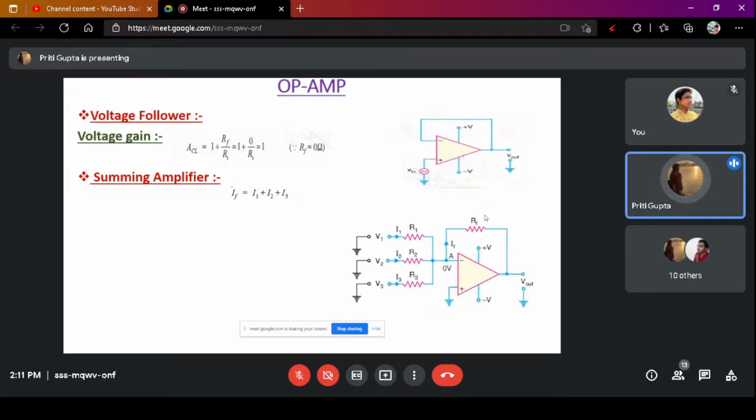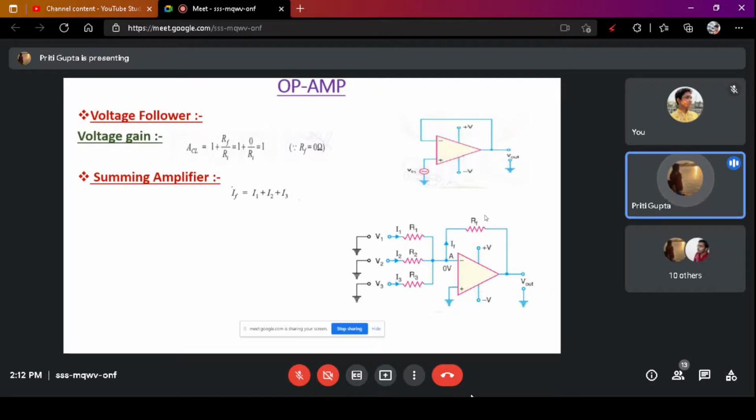So this is the summing amplifier. What is the concept of this summing amplifier? Basically, you can see here we have used 3 input terminals. You can use more than 3, but generally they have used 3 input terminals.